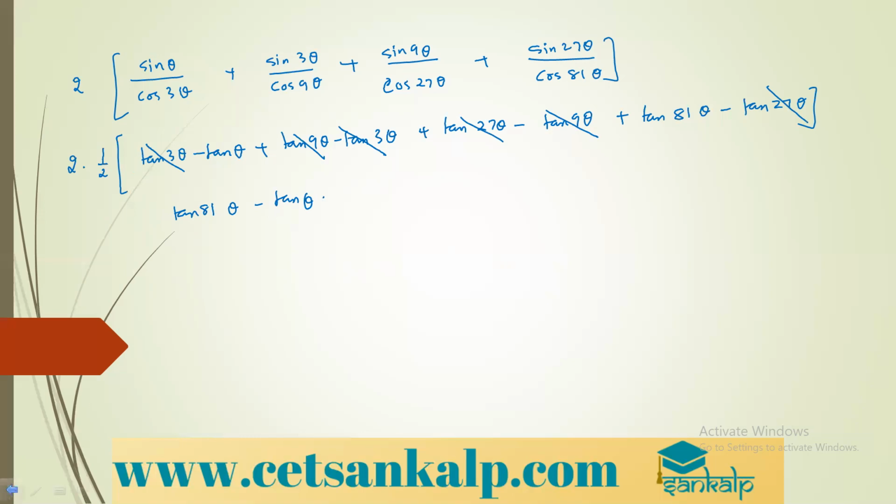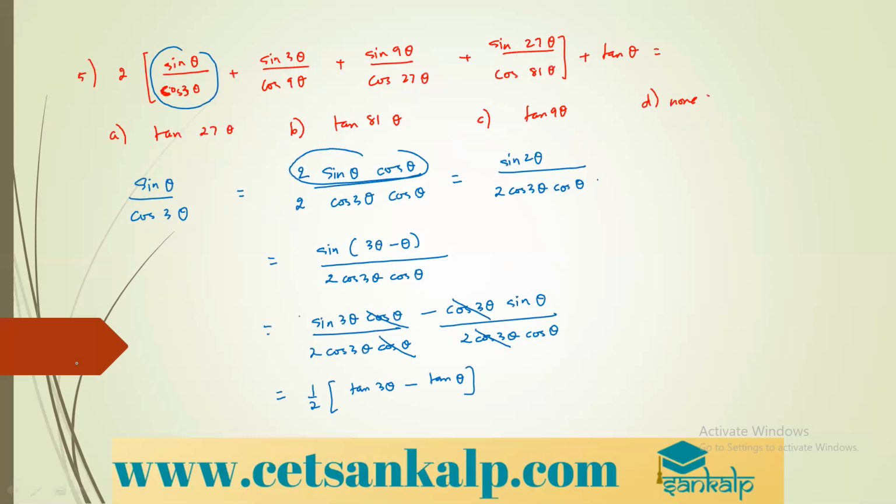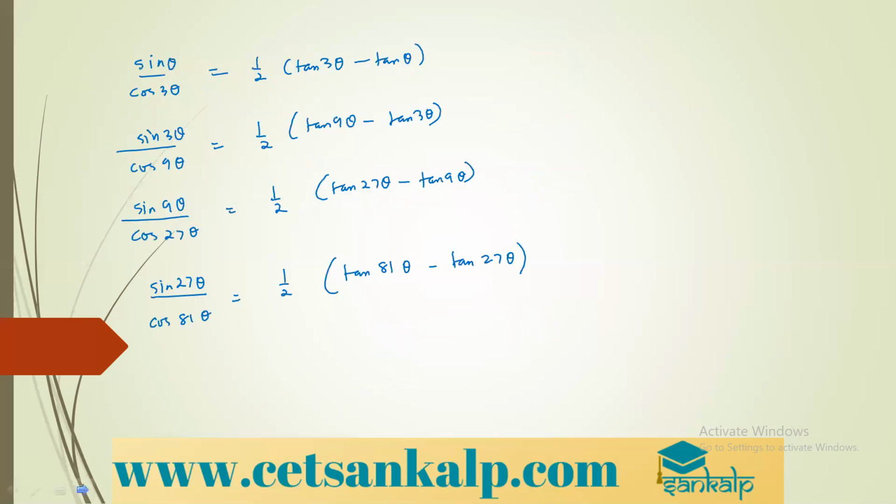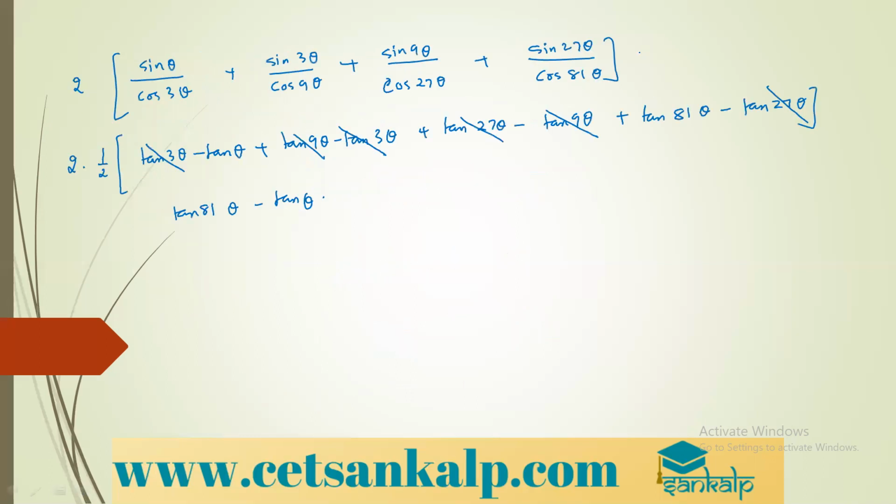But if you see the question, after taking all these brackets, in the end plus tan theta is also there. So in the given expression, I have plus tan theta outside. So when I write plus tan theta at the end, then minus tan theta and plus tan theta will cancel and the final answer will be tan 81 theta.